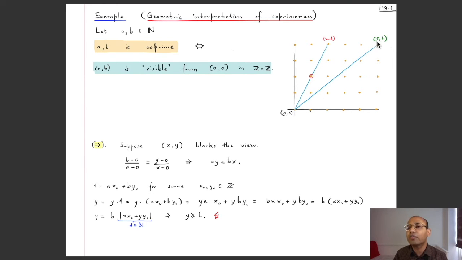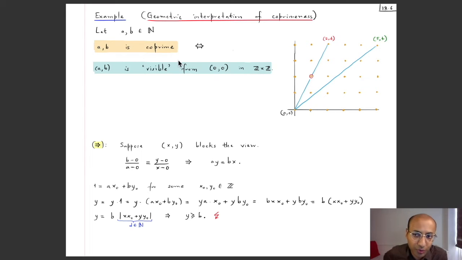So for example, 5 and 4, you can check for yourself, are indeed coprime, that GCD is equal to 1. And here you see that if I join that to the origin, there is no orange point lying on it. So from this point, you can view (5, 4) without any obstruction. On the other hand, 2, 4, these two are not coprime. The greatest common divisor is 2. It is not equal to 1. And if you try to view (2, 4) from the origin, that is, in other words, if you join these two, there is an obstruction. There is this orange point, (1, 2), which lies on it. Okay, so indeed it seems to be true, at least in these two examples.